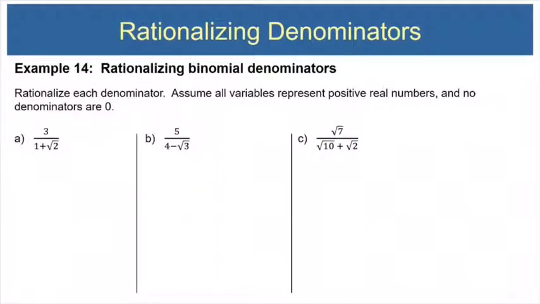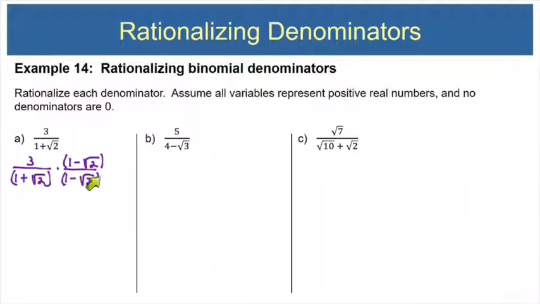Okay, so here is example 14, and this just says rationalize each denominator, and you can assume that all variables represent positive numbers. Okay, 3 over 1 plus the square root of 2. I'm going to copy it here a little bigger so I can work on it. Because this denominator contains two terms, the only way to eliminate this radical is to multiply by the conjugate of these two terms. So I need to multiply this denominator by 1 minus square root of 2. And because I'm multiplying the bottom by 1 minus square root of 2, I also must multiply the top by 1 minus square root of 2.